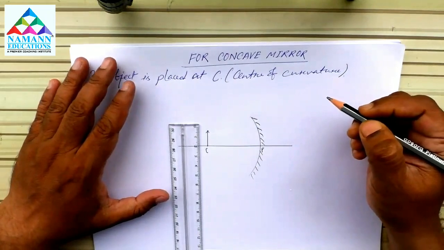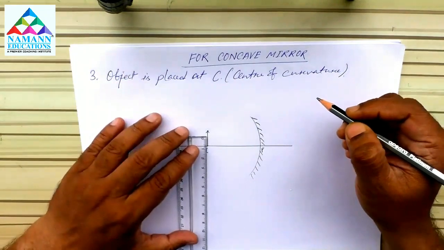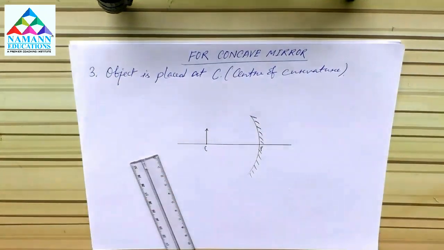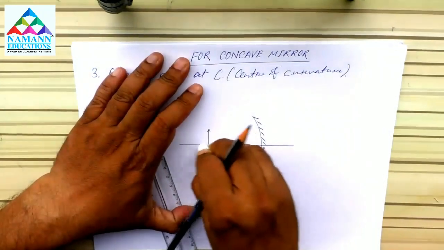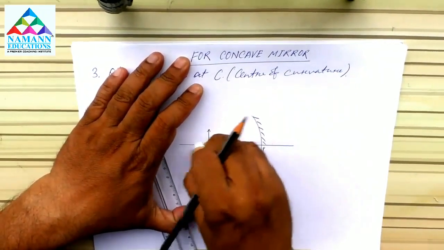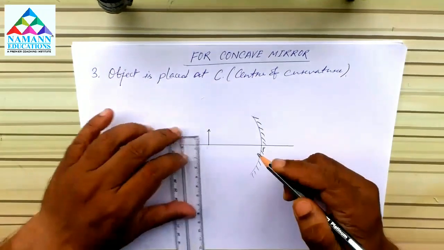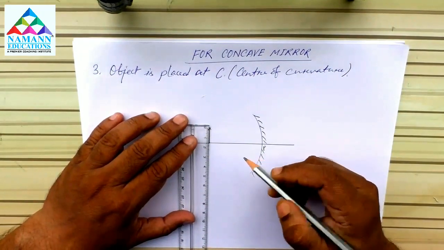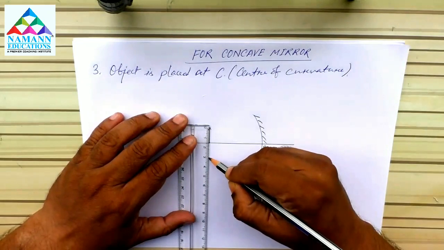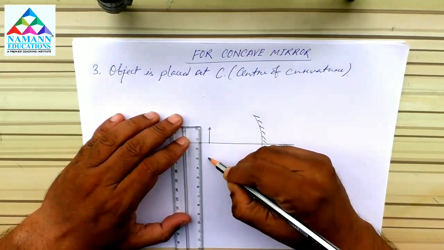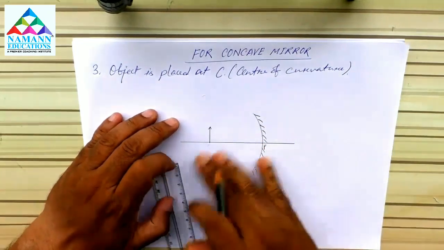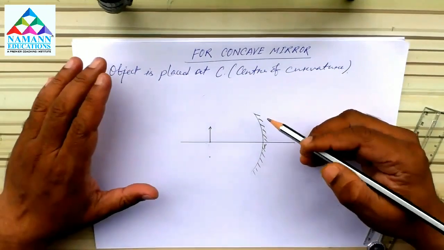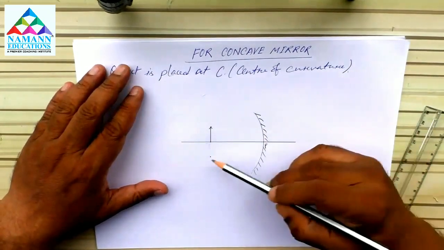So for convenience you can do one thing. You can mark the position of image here. So I have considered this as 1.5. So at around 3 centimeter mark, I am marking a point, and I will try so that reflected light rays should intersect at this point.